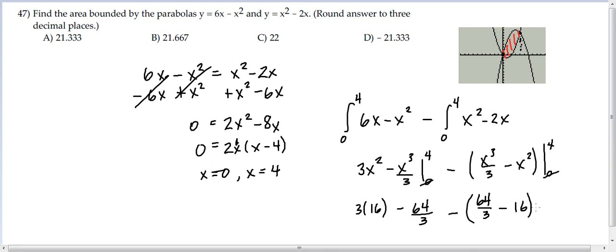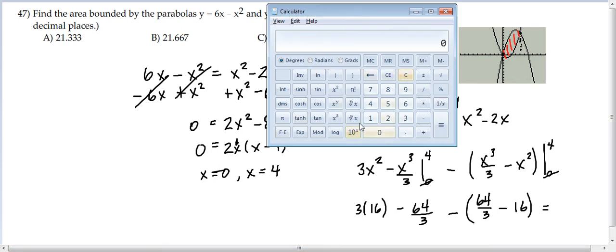So now if we just calculate this here, we should get our answer. And so we put that in the calculator here. 48 is 3 times 16 minus 64 thirds. Now we're going to subtract parentheses 64 thirds minus 16, close parentheses. And I did something wrong with my calculation there. Let me do that again.